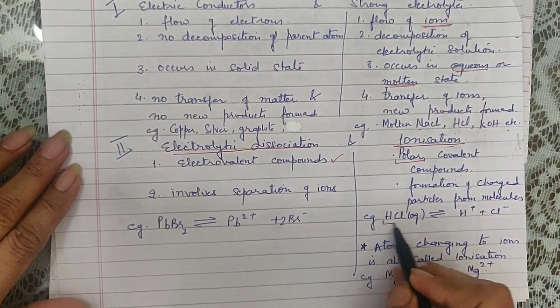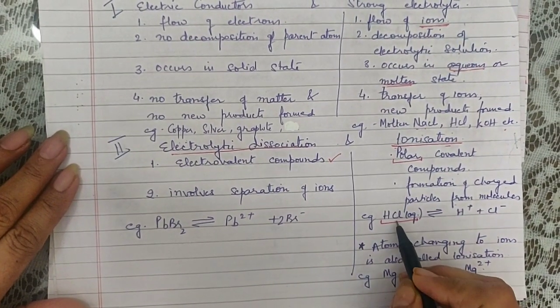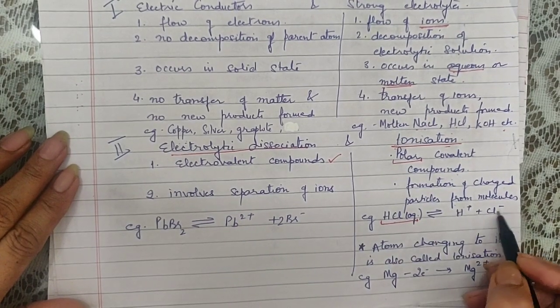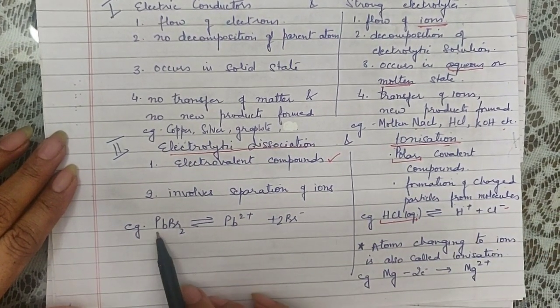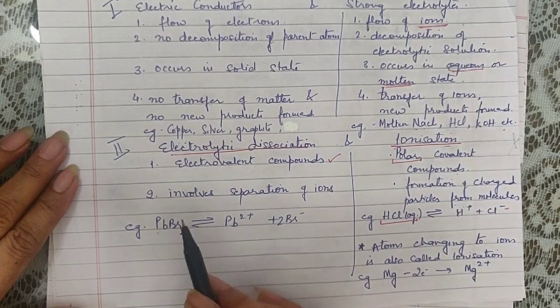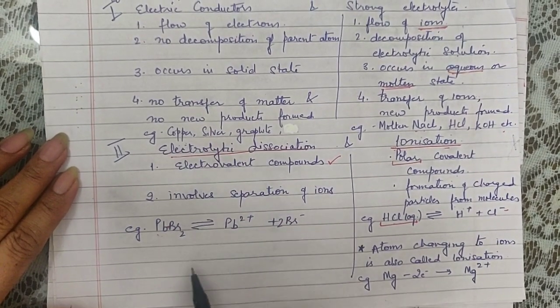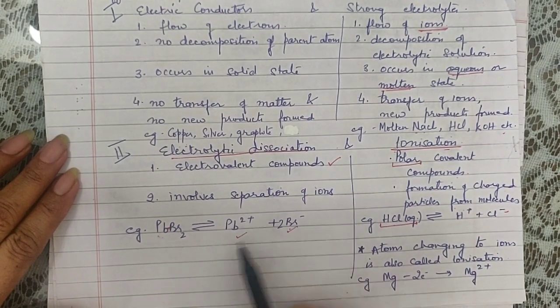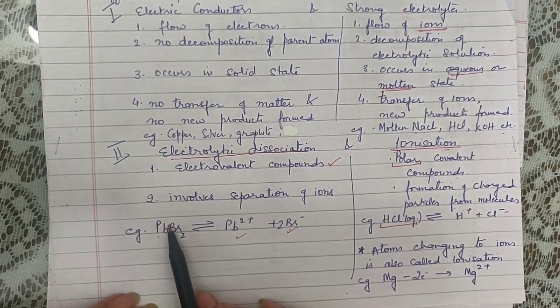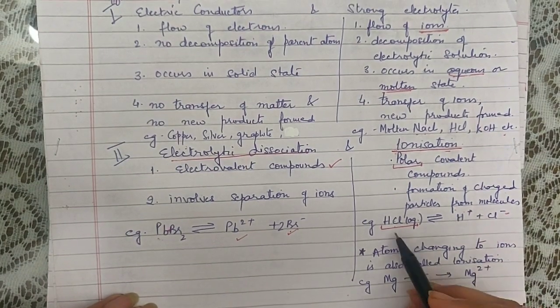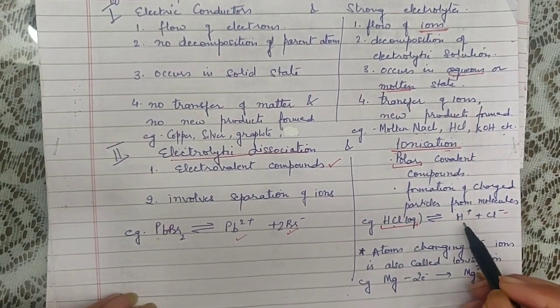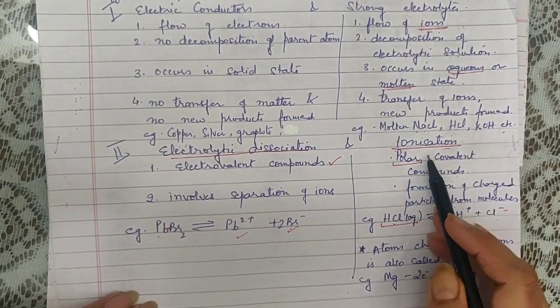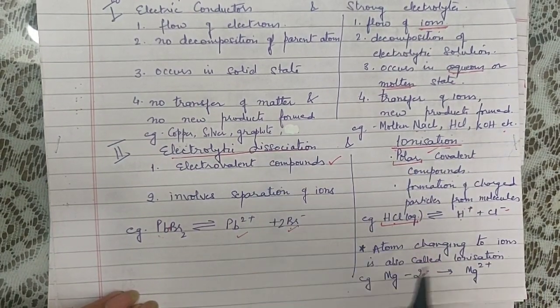For example, HCl is a polar covalent compound. This one will ionize into H+ ion and chloride ion. And this is an ionic compound, PbBr2. The bond between lead and bromine will break down. It will form lead ion and bromide ion. So here the ions are just separated because they were held together by a force of attraction. In case this was a polar covalent compound, here the ions are formed. So this is ionization and this is electrolytic dissociation.